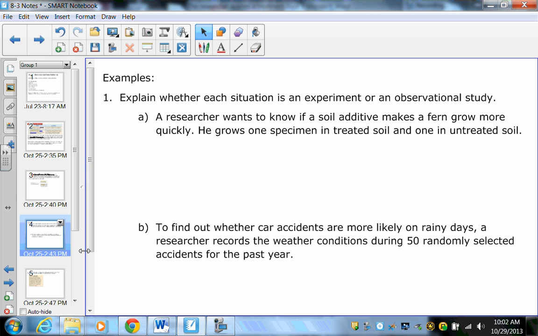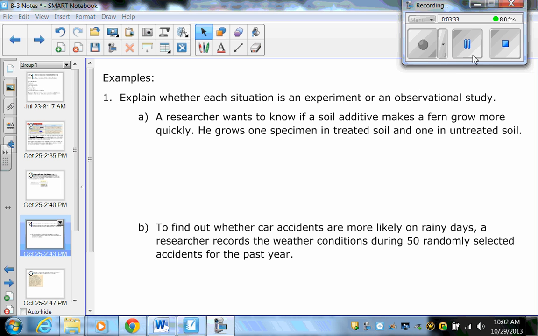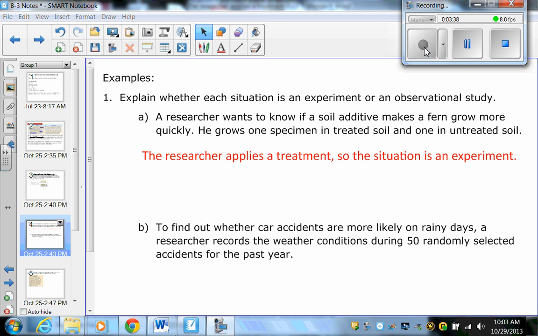Examples. Example 1 says to explain whether each situation is an experiment or an observational study. A researcher wants to know if a soil additive makes a fern grow more quickly. He grows one specimen in treated soil and another in untreated soil. So in this example, if you read it carefully, you see that there is a treatment being imposed. He has treated soil and untreated soil, so this would make this an experiment. As I just said, the researcher applies a treatment, so the situation would be an experiment.